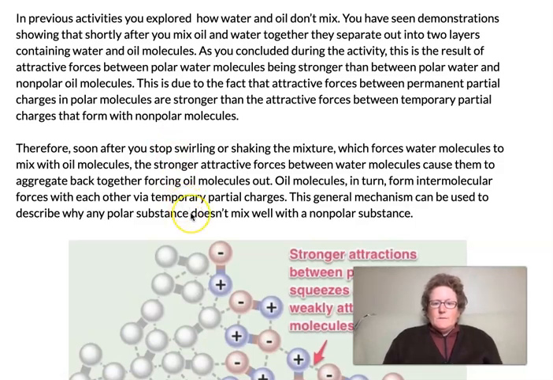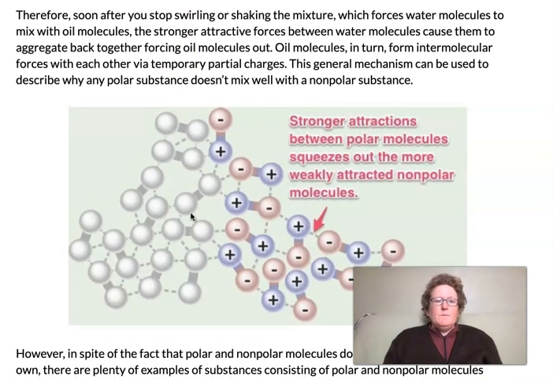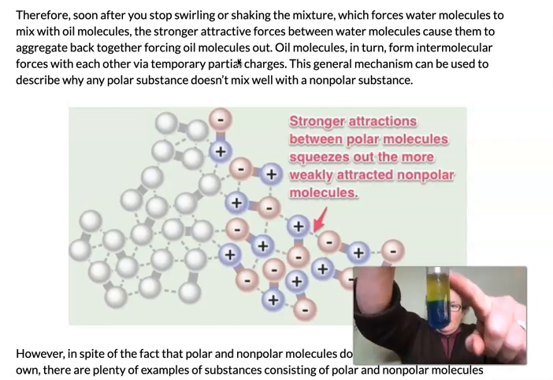Therefore, soon after you stop swirling or shaking the mixture, which forces the water molecules to mix with the oil molecules, the stronger attractive forces between the water molecules cause them to aggregate back together, forcing the oil molecules out. And indeed, the test tube that we just shook up has separated again into oil and water.